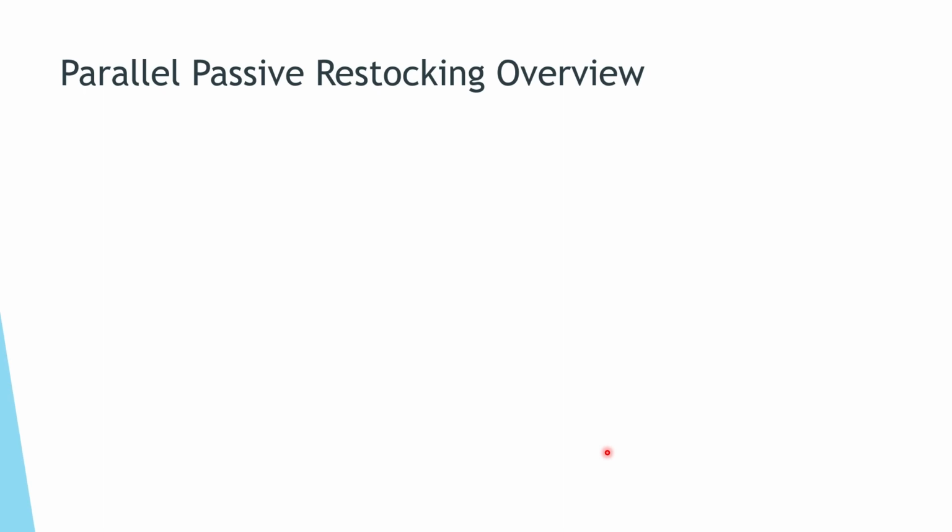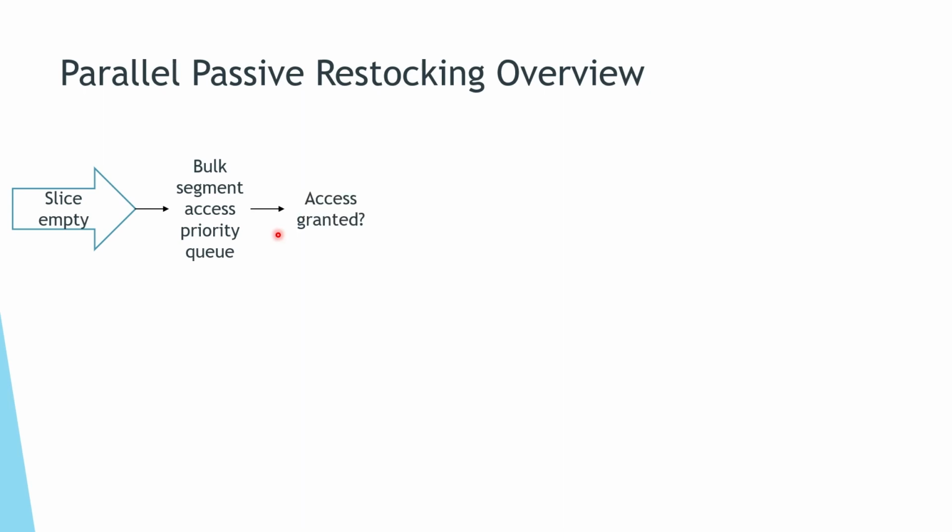Next, I'm going to go into a little bit of an overview on how I've actually implemented the parallel passive restocking. As before, this starts with an empty slice from, for example, your quad bulk. And this is going to go into a per segment bulk segment access priority queue. Now remember there's 8 segments to the bulk, and this is happening for each of them. So each of them has a dedicated bulk segment access priority queue. This is similar to what you'd see in a non-parallel system, but you just have one of these bulk access priority queues.